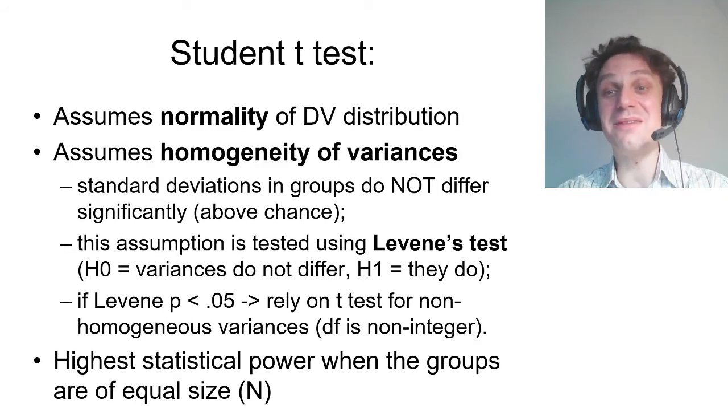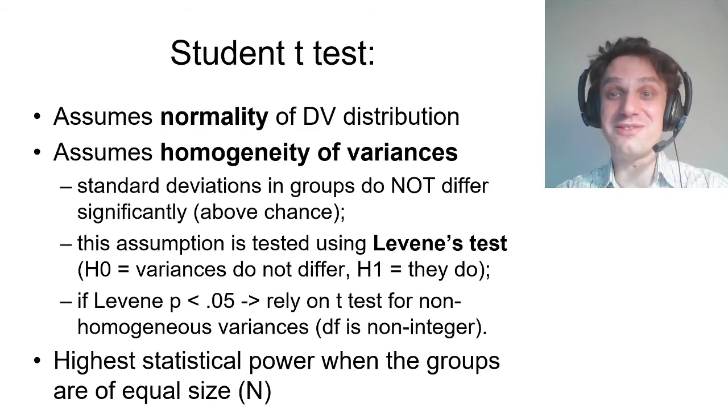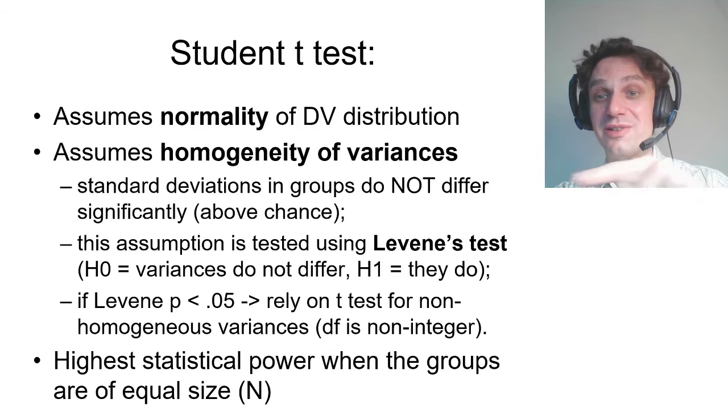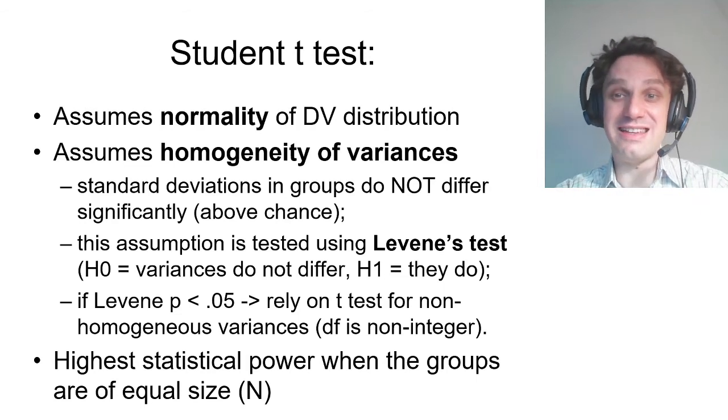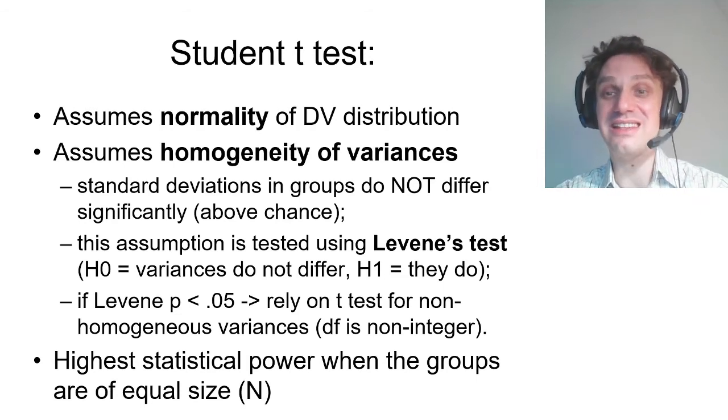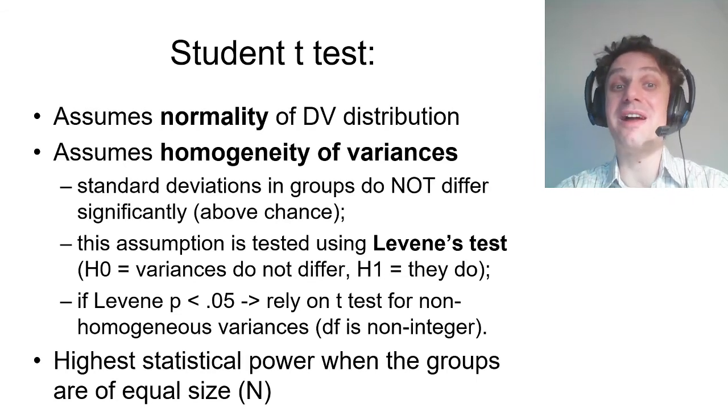So what are the assumptions of student t-test? Well, the first assumption is normality of distribution on your dependent variable. For example, anxiety scores are supposed to be normally distributed in your sample as a whole and in each of the groups you are trying to compare.